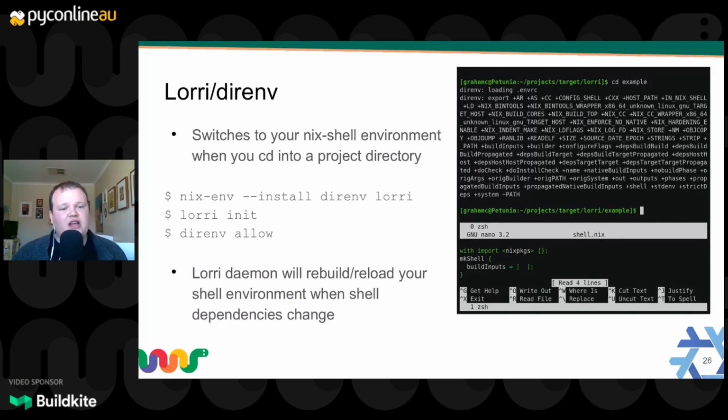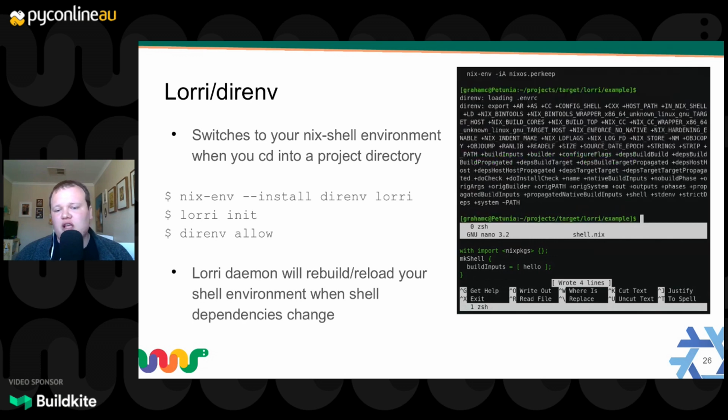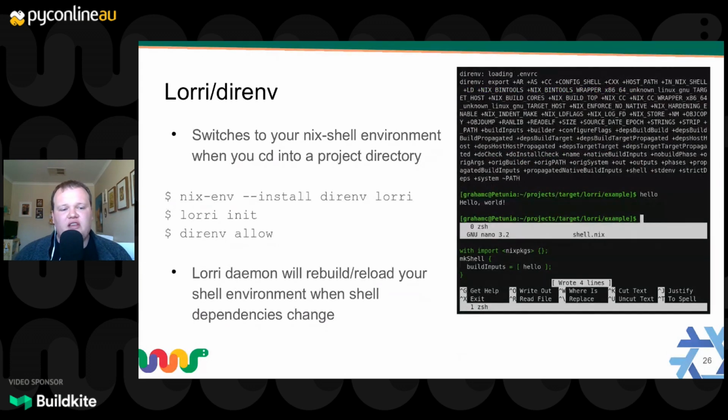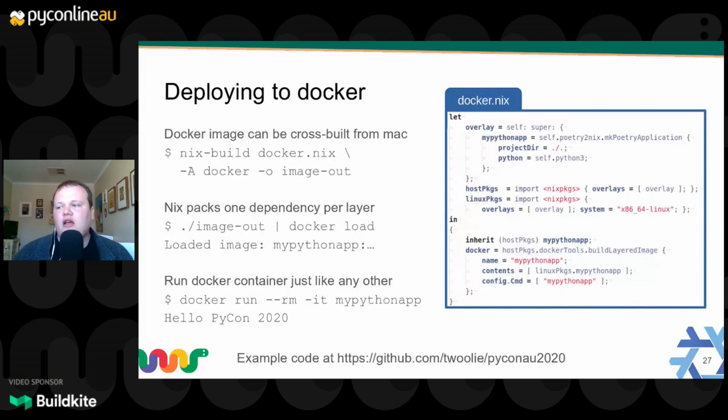Lorri and direnv. Direnv is a great tool. I think it was discussed earlier. It allows you to set up a whole bunch of environment variables based on an input. In this case, we're using Nix's mkShell to give you a shell environment, and Lorri will allow you to reload that environment whenever it changes. We can also deploy to Docker. Docker building, you can build on a Mac and it will build packages for Linux because Docker only understands Linux binaries. And you can load that image and run it just as if it was any other Linux environment.